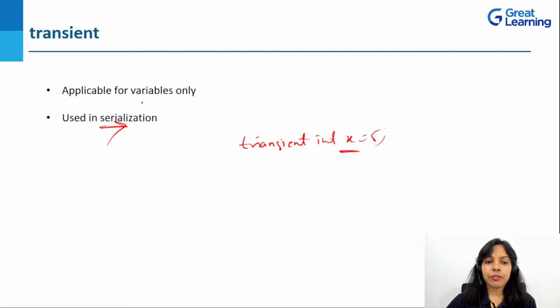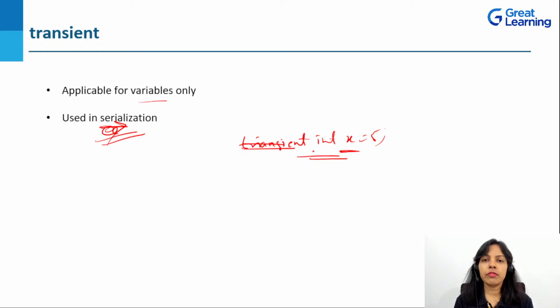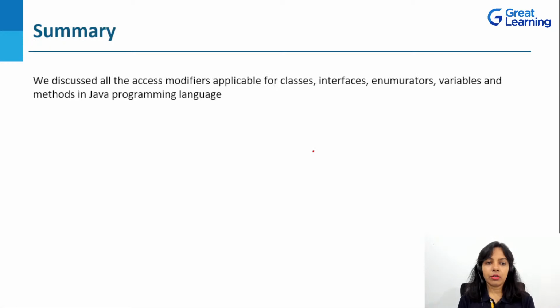Transient is used for variables again, but it is used only in serialization of the complete code. If you want to serialize the complete code in that way, in that situation, we make variables transient. So guys, we discussed all the access modifiers that are applicable for classes, interfaces, variables, and methods in Java programming.